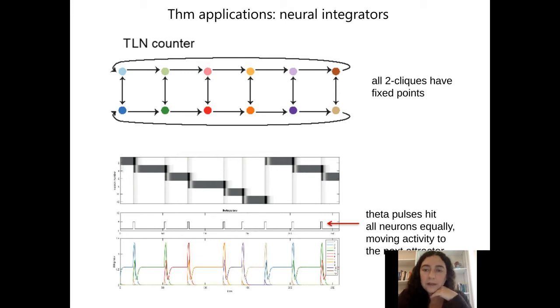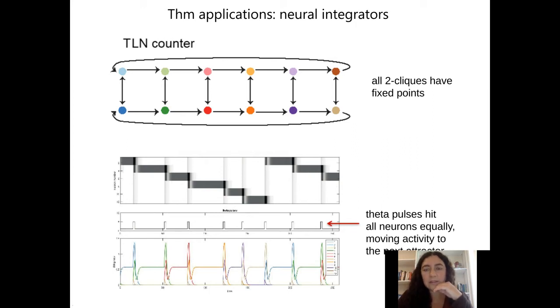Depending on initial conditions, you'll go to one fixed point or another. But if you start, for instance, at the dark blue fixed point, and you give a pulse to the whole network, as you can see down below, we have this pulse train. This global pulse to the whole network will actually kick the activity over into the next stable fixed point. So it'll go from, say, blue to green, and then from green to pink and red, and so on.